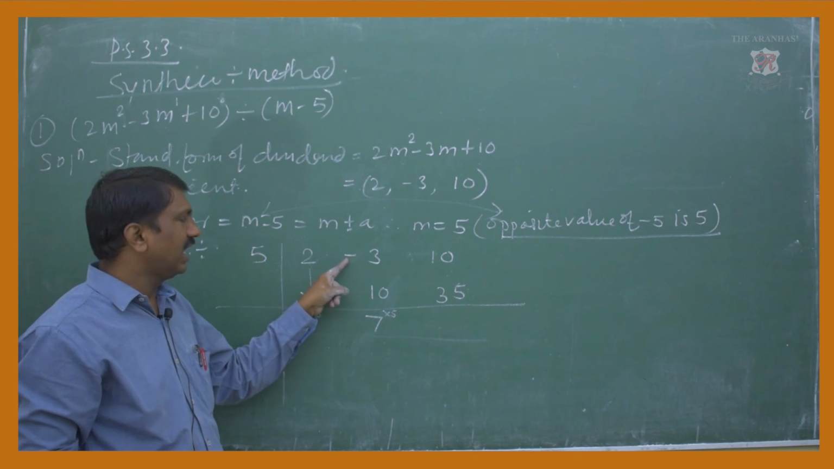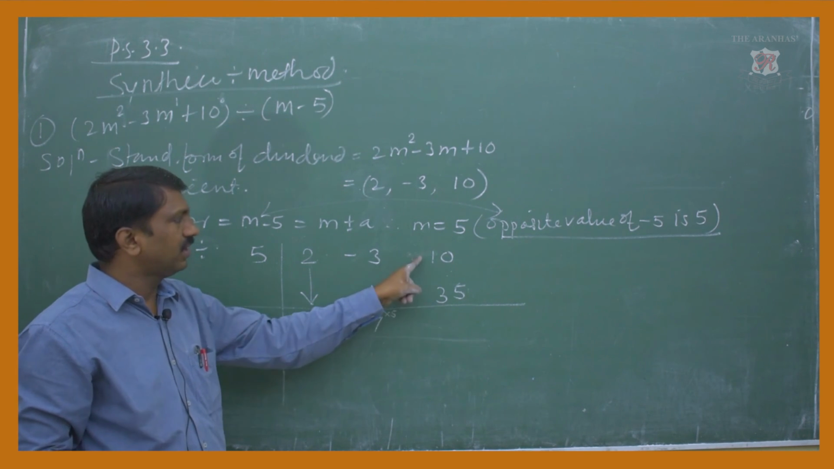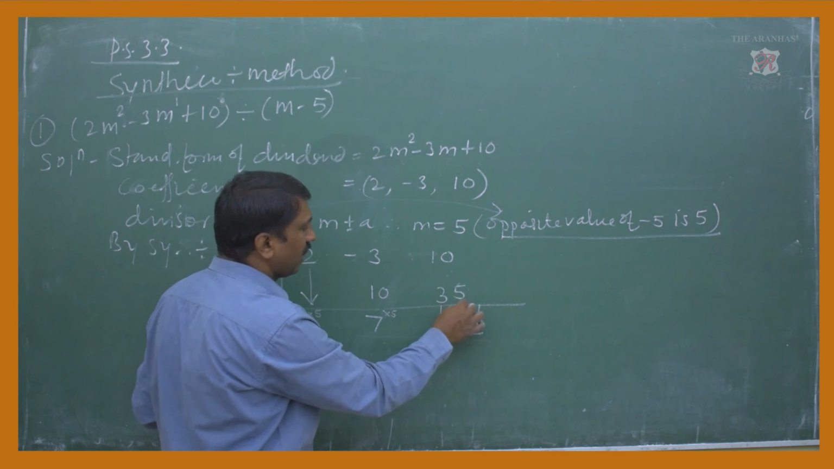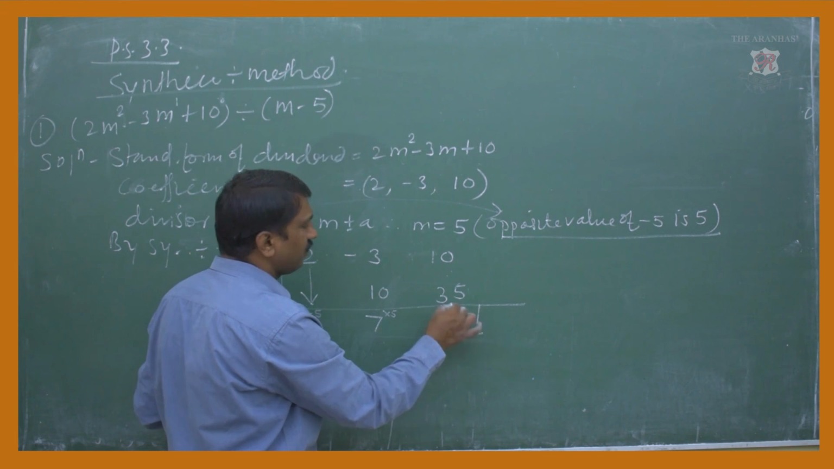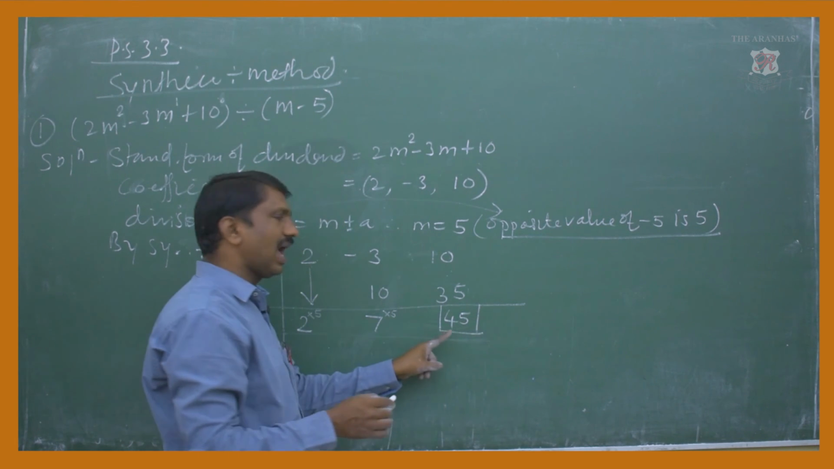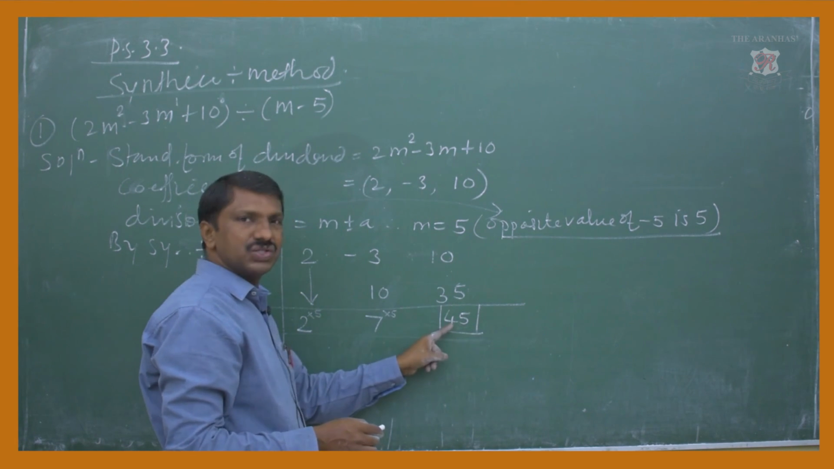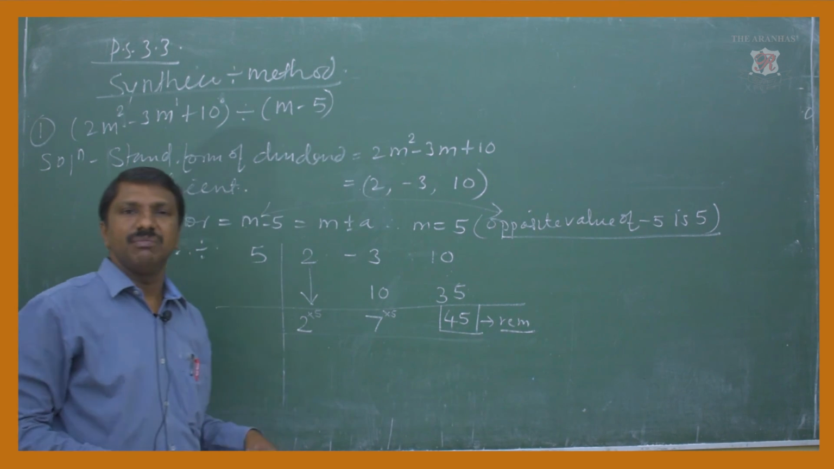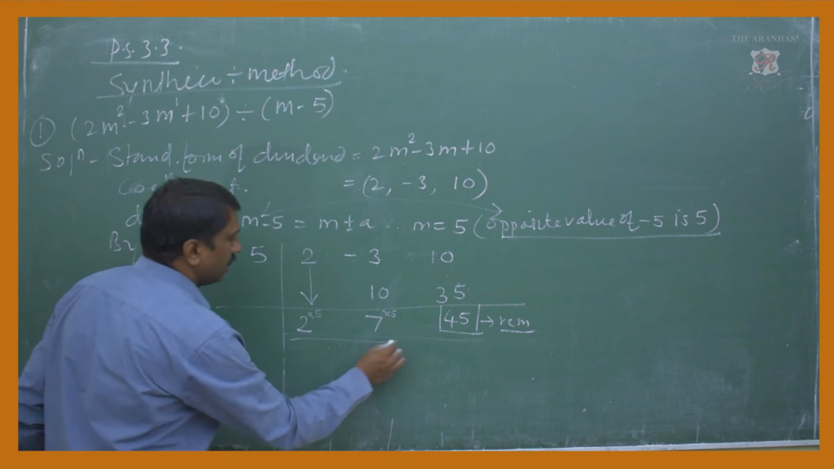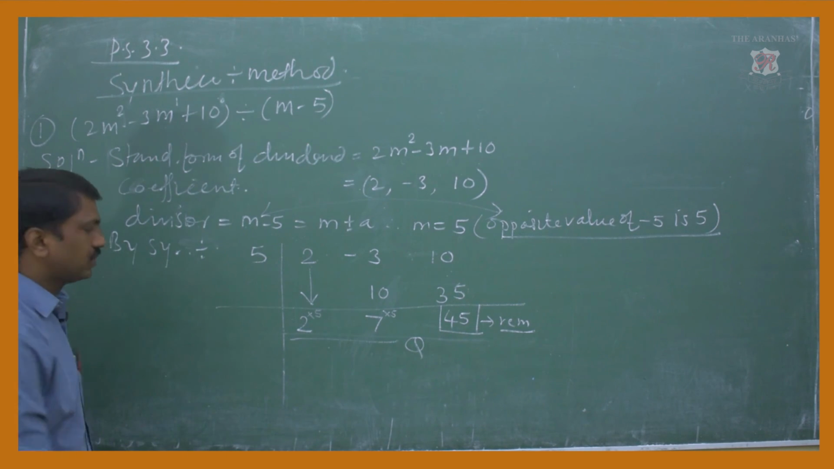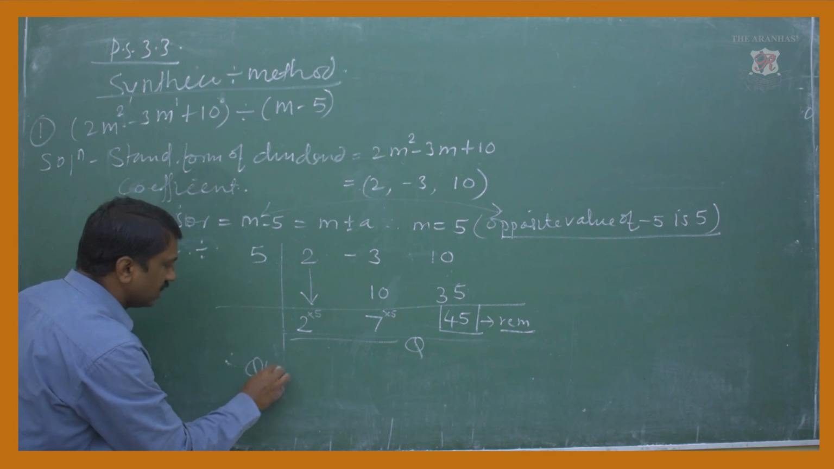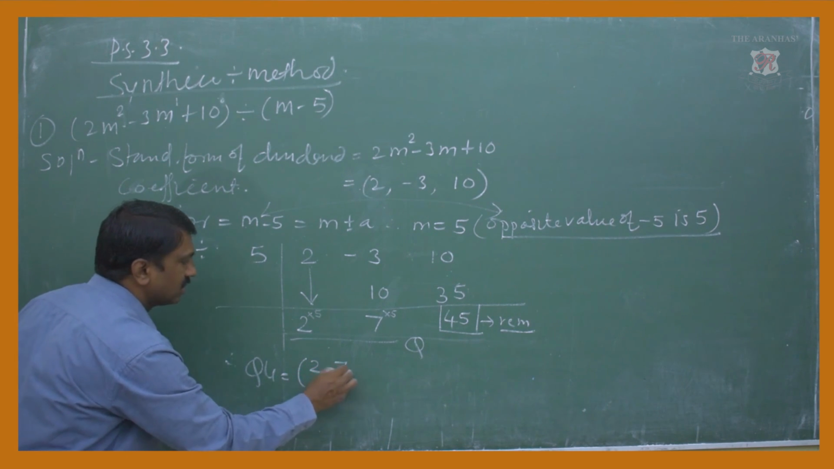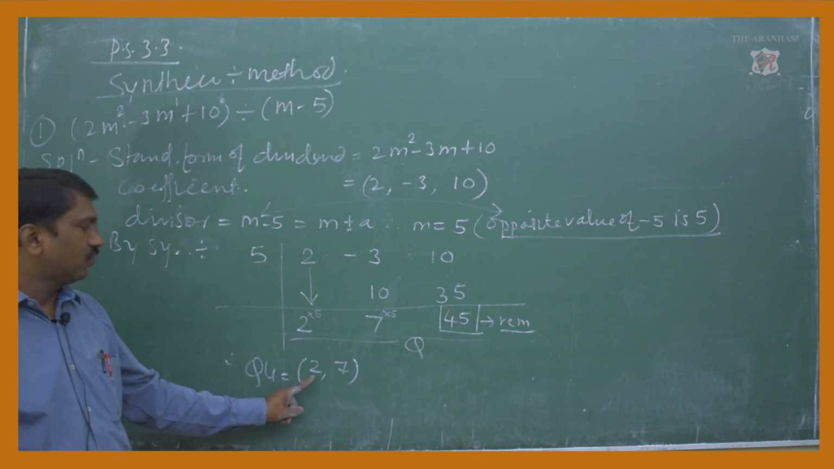Here one was negative and one was positive, so we did plus minus, but here both are plus, so you can directly add them. This is 5 and this is 4 in 35 and 10, so how much do we get? It's 45. So the last total is known as the remainder, and this part is known as the quotient. Therefore, the quotient, first I will write the coefficients: 2, 7.